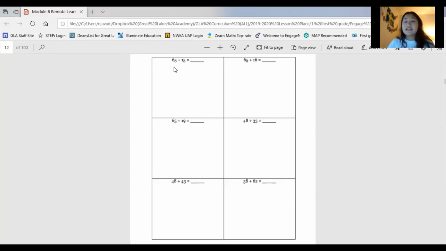You can use the add 10 strategy, the make 10 strategy, or add tens then ones, or even quick tens and ones to solve these problems. You have so many strategies in your tool belt, and I can't wait to hear about which ones you use to solve.